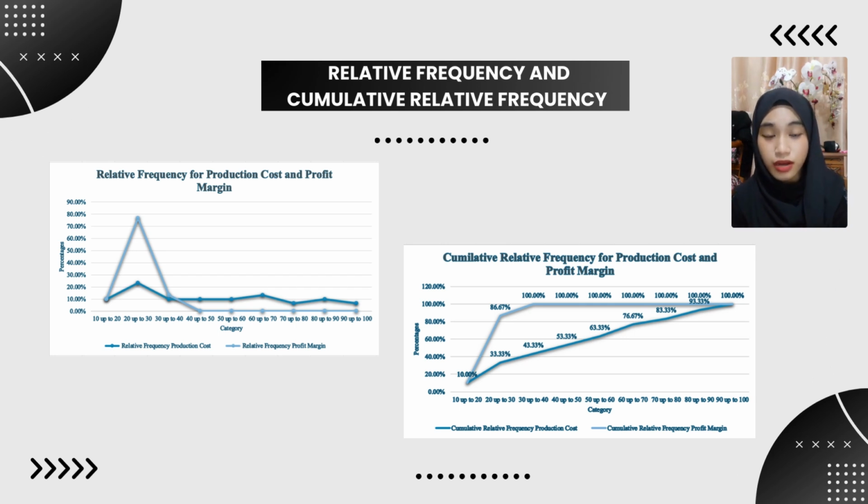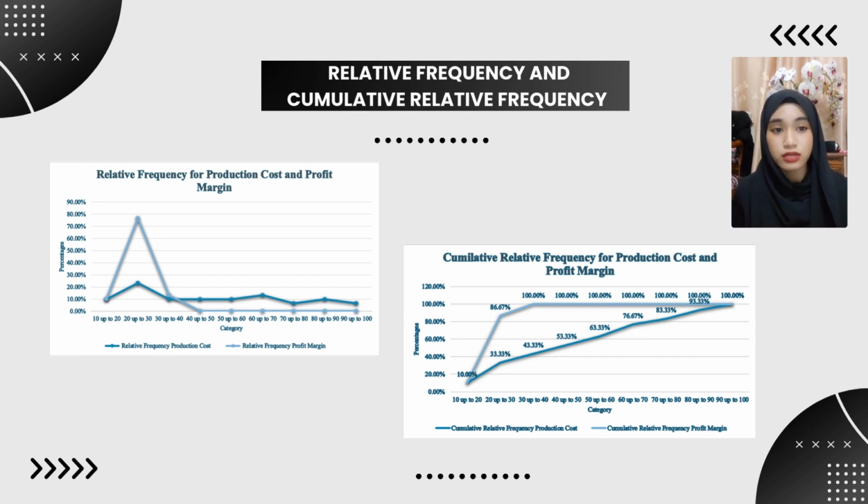So for this graph, on the production cost line, there is a dramatic peak in the 20 up to 30 category, where relative frequency hits approximately 80%. This indicates that the majority of production costs are concentrated in this range. After this peak, the value drops sharply, approaching zero in subsequent categories. This suggests that higher production costs are rare.